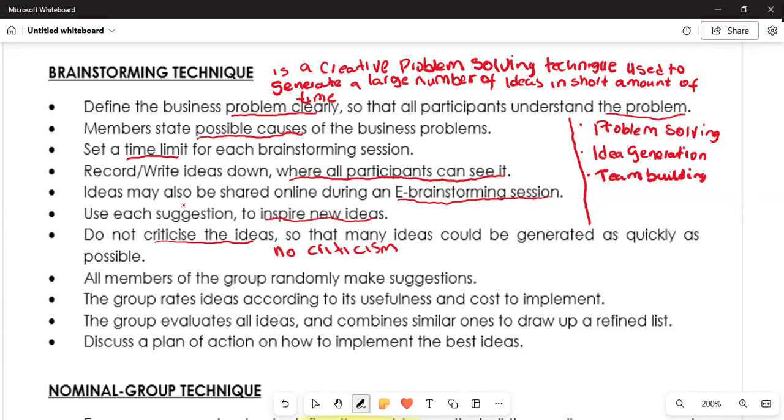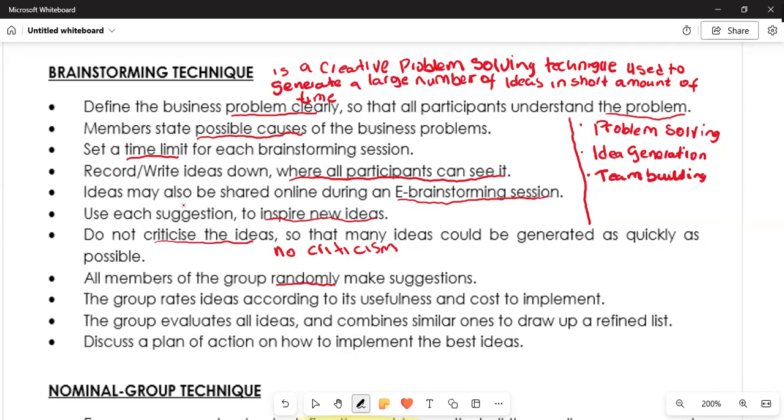All members of the group randomly make suggestions. They make suggestions without their ideas being judged. That is why they make them randomly, without ideas being judged.